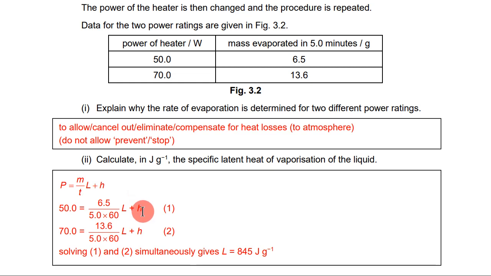Now, one thing to note about how we substitute: because they want our answer in joules per gram, and the table has minutes, and power in watts is joules per second, we need to convert the minutes to seconds. But the gram we don't need to convert because they want it in gram. So the mass we leave at 6.5 gram as it is, but the time we convert from minutes to seconds: 5.0 times 60. Likewise, for the second data, 13.6 we leave as gram and divide by time converted to seconds. So we solve simultaneously, and we will get the answer L equals 845 joules per gram.